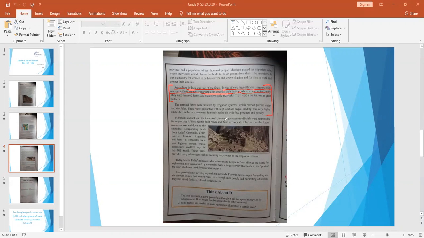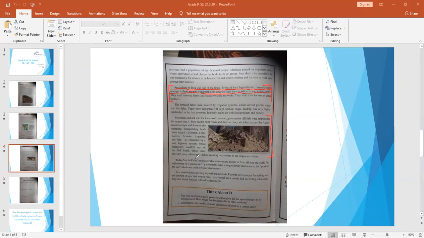Inca people built roads and their territory stretched across the Andes mountaintops and down to the shoreline, incorporating lands from today's Colombia, Chile, Bolivia, Ecuador, Argentina, and Peru, all connected by a vast highway system whose complexity rivaled any in the Old World. These roads provided many advantages, such as securing easy routes to the empire's civilians. So this also again tells us what made the Inca civilization so special when it came to agriculture, trade, crops, etc.